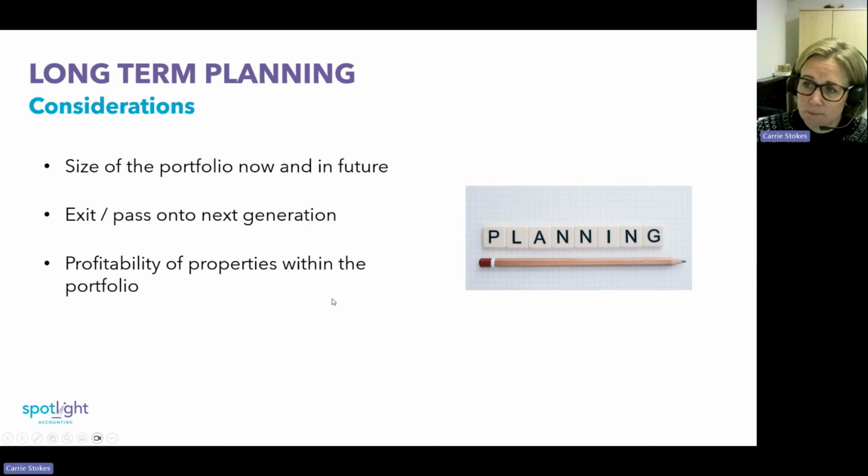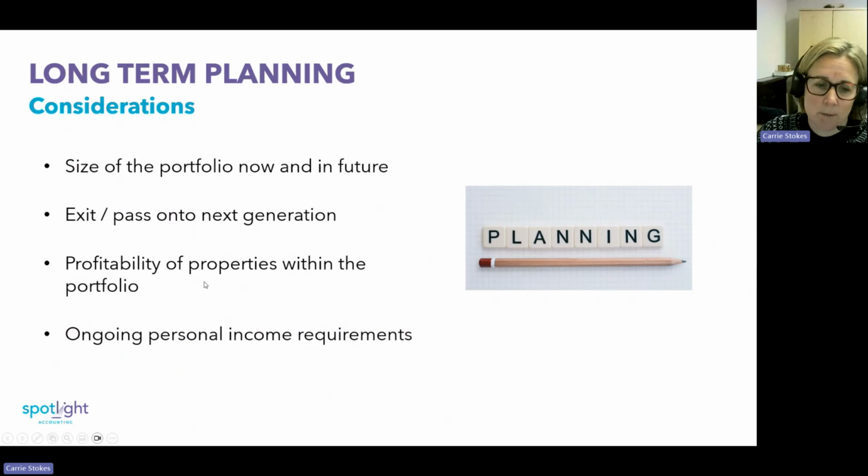The profitability of the properties within the portfolio is a really important one to look at, because when we've gone through the property portfolio with clients, there are some, and you know which ones they are, that don't actually make a lot of money. So for long-term planning, it's looking at whether you could leverage some cash on that property to buy something that will make more money, or whether this is really a bad property to have in your portfolio, so do you need to get rid of it?